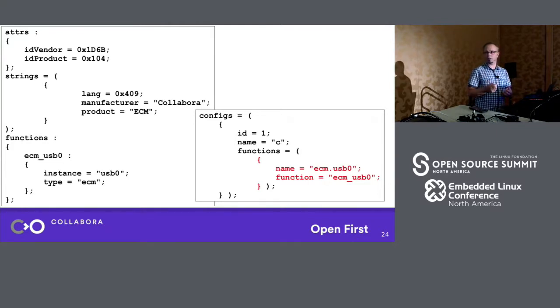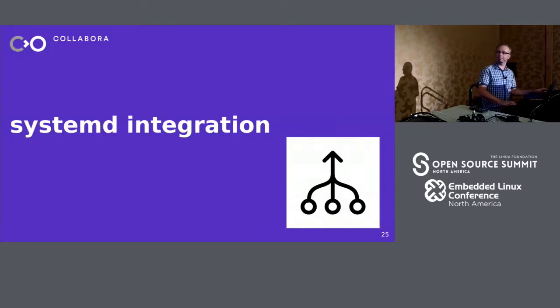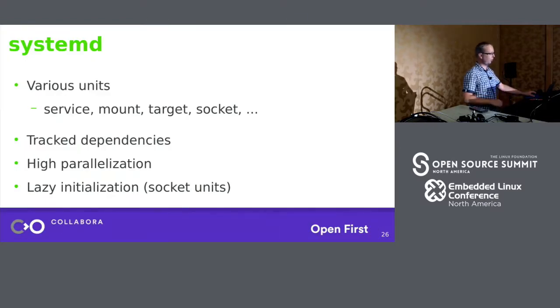Even though the already covered topics are enough to easily create your USB gadget, for example, with GT, now you can have your gadget creation integrated with systemd. Systemd has been with us for a while and is becoming a de facto standard in many systems. The components of a system are described with so-called units, for example, service units, mount units, target units, socket units, and so on. These can be managed in a uniform way.